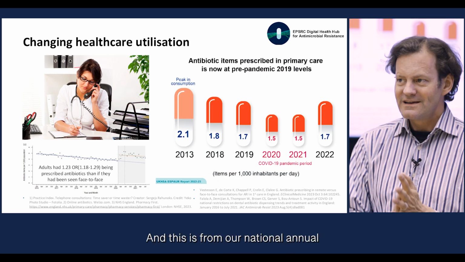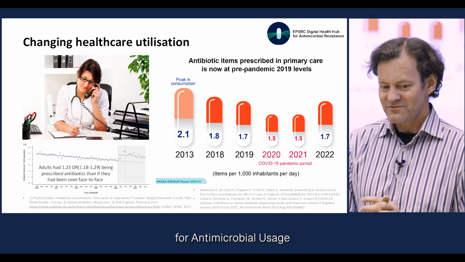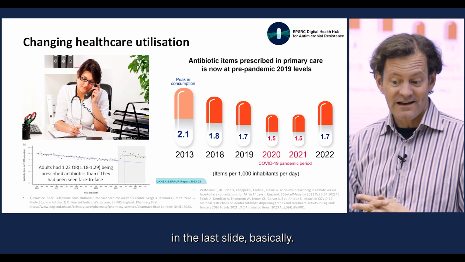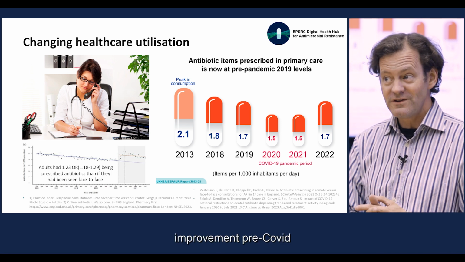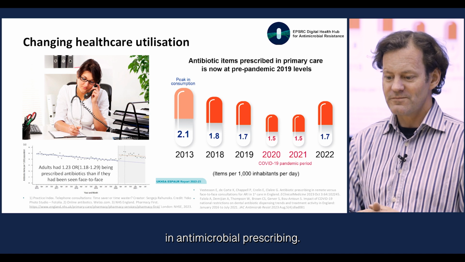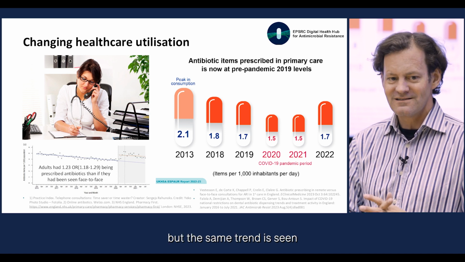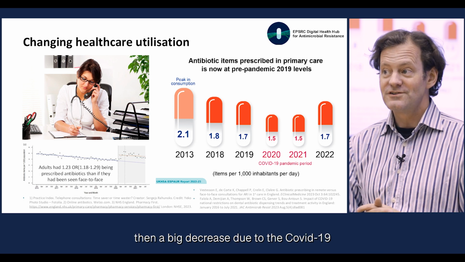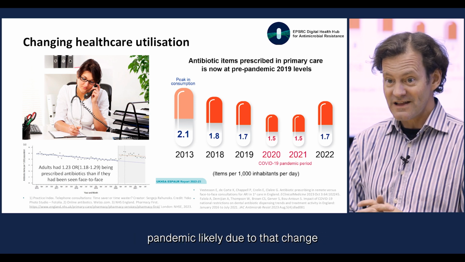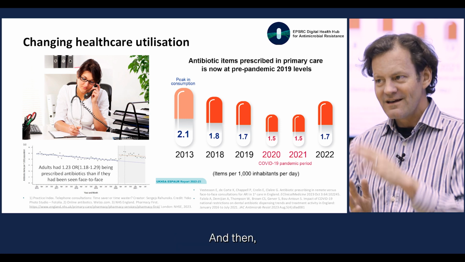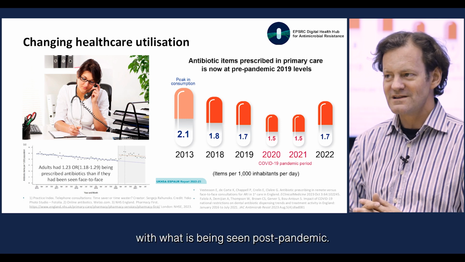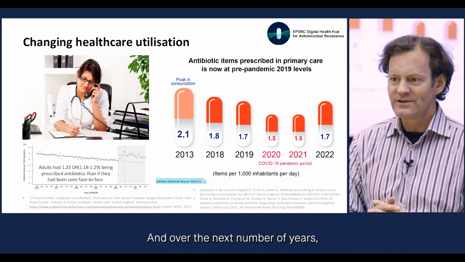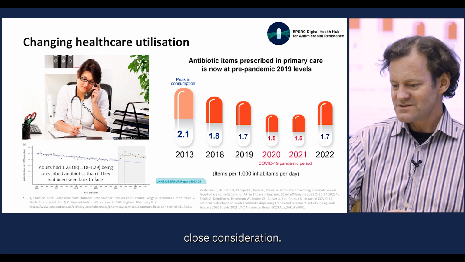And this is from our National Annual Report, the English Surveillance Programme for Antimicrobial Usage and Resistance, the ESPAUR report. And it shows what I was saying in the last slide, basically. We saw a year-on-year improvement pre-COVID in antimicrobial prescribing. This is in primary care, but the same trend is seen in secondary care, where we had a year-on-year decrease. Then a big decrease due to the COVID-19 pandemic, likely due to that change in healthcare utilization. And then an increase again with what is being seen post-pandemic. And the question will be, will that continue to increase or will that level off? Over the next number of years, we will be keeping this under close consideration.